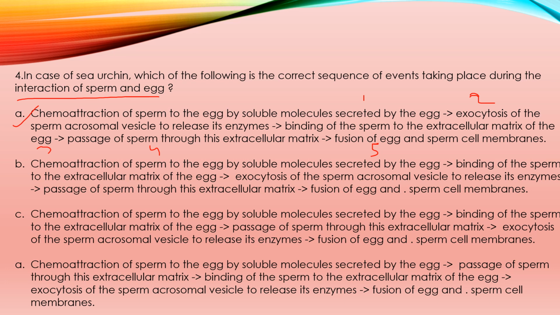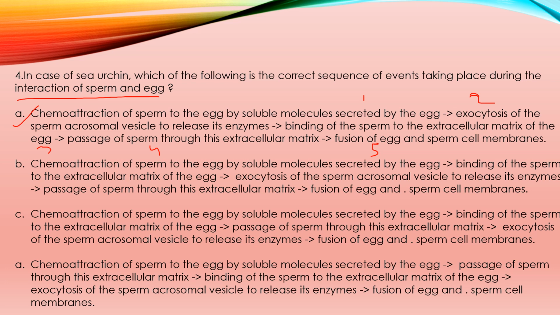So see option B, it has a chemo attraction. Then the second step is the binding of sperm to the extracellular matrix of the egg. No, that's the wrong answer. And the third step is also the same. Option C also has the first one as chemo attraction, and the second step is the binding of the sperm to the extracellular matrix of the egg. That means this one is also wrong.